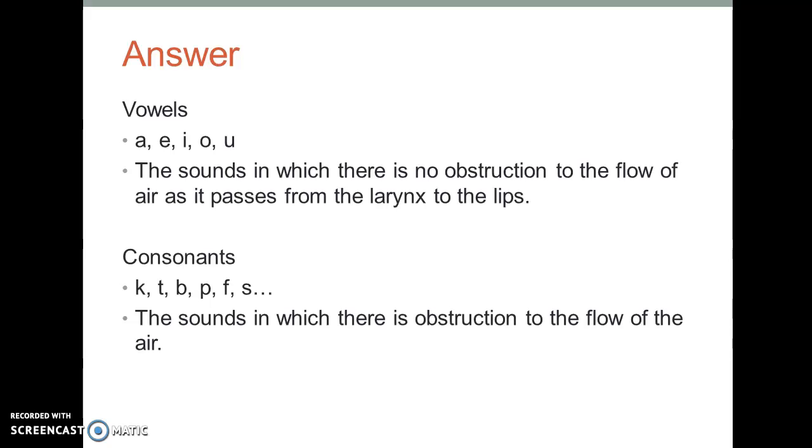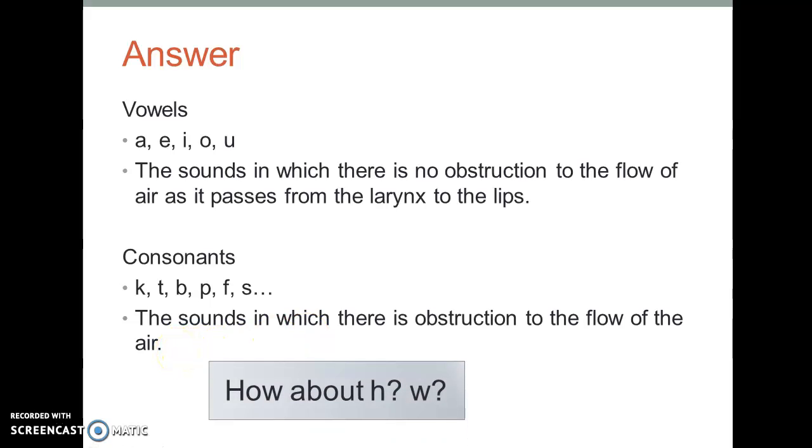Okay, then vowels are typically a, e, o, and u. Those are sounds in which there is no obstruction to the flow of air as it passes from the larynx to the lips. When you say them, nothing bothers, and you can see inside your mouth. How about consonants like t, b, p, f, s, or some more? The sounds in which there is obstruction to the flow of air.